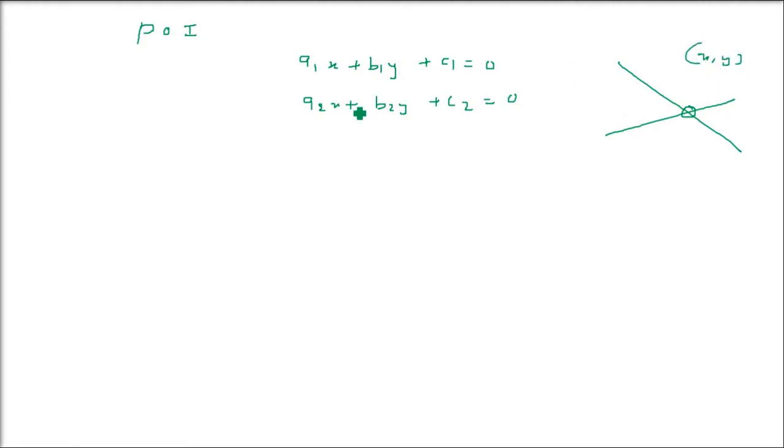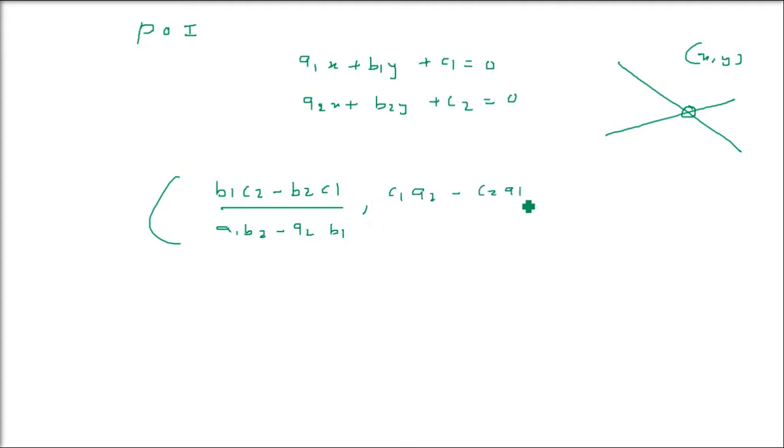There is a coordinate, say (x, y). So what will be x? x will be (b1c2 − b2c1) / (a1b2 − a2b1). This is the x coordinate, and the y coordinate is (c1a2 − c2a1) / (a1b2 − a2b1). So these are the coordinates when two lines are intersecting.